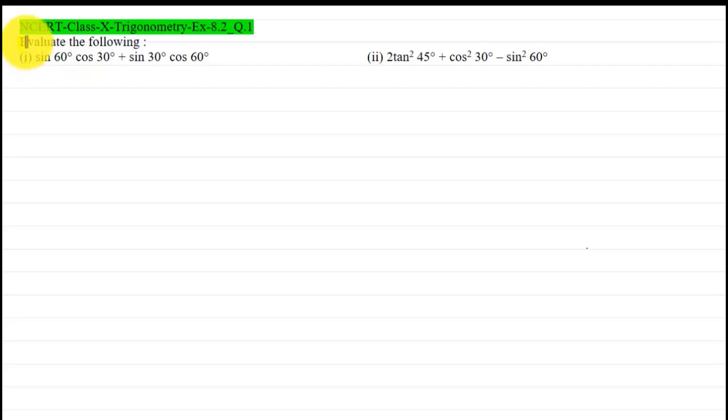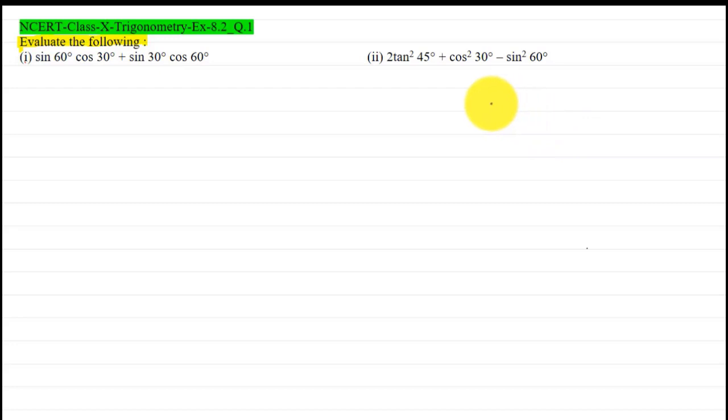Today we will discuss exercise 8.2 question number 1 from the trigonometry chapter. Our question is: evaluate the following. First we will calculate sin 60 degree multiplied by cos 30 degree plus sin 30 degree multiplied by cos 60 degree. First of all we will require some trigonometric ratios which we will need to calculate this expression.